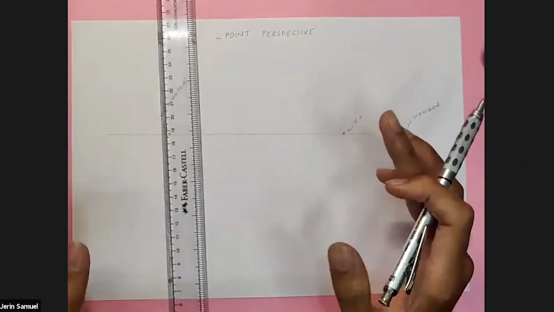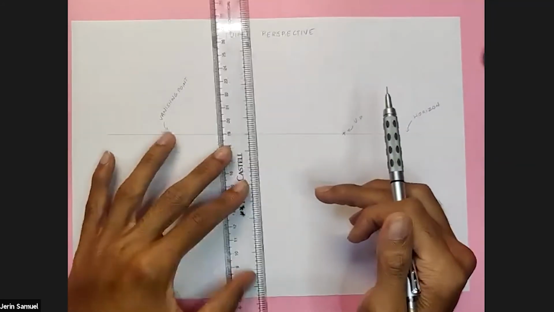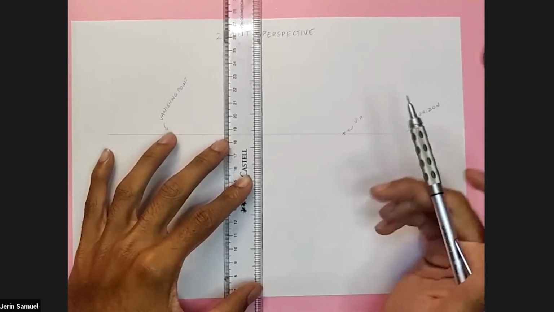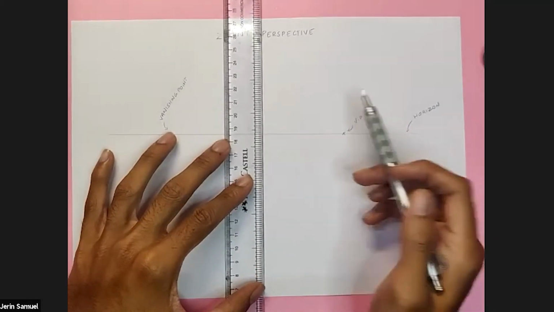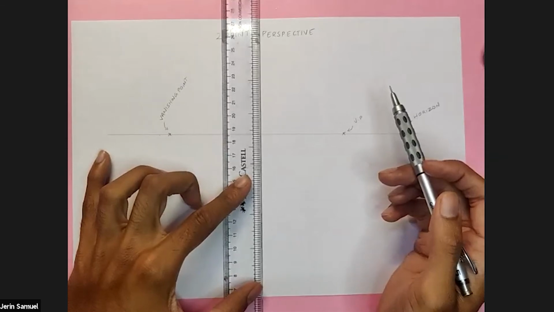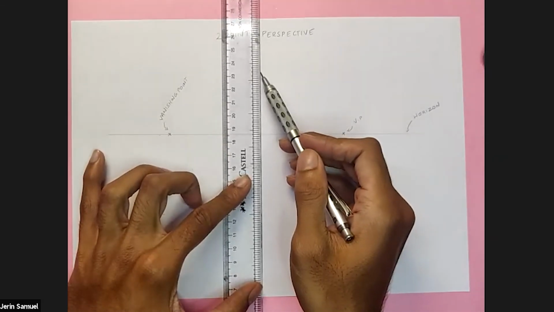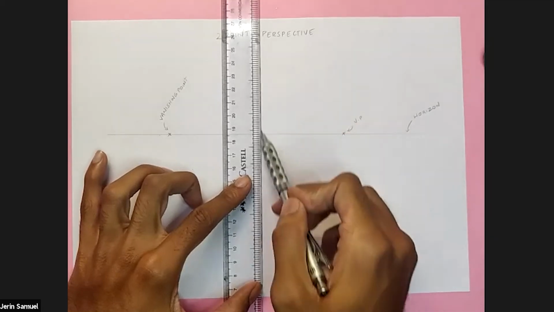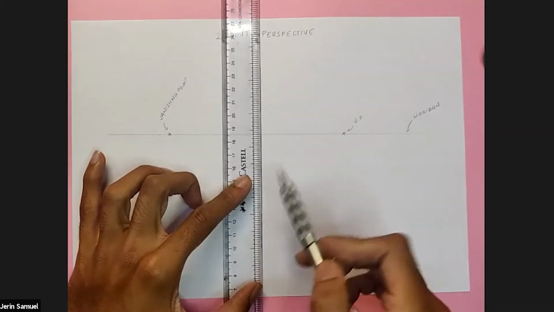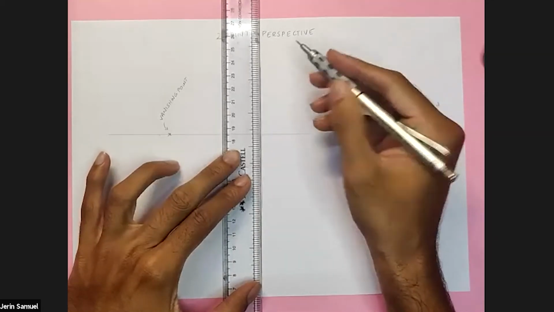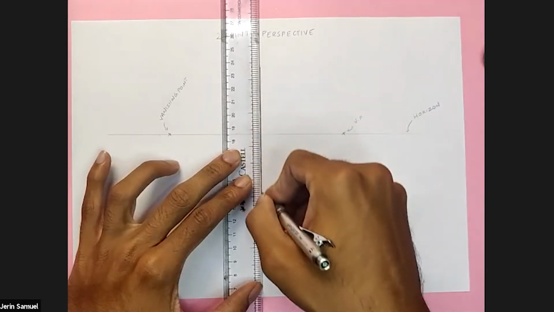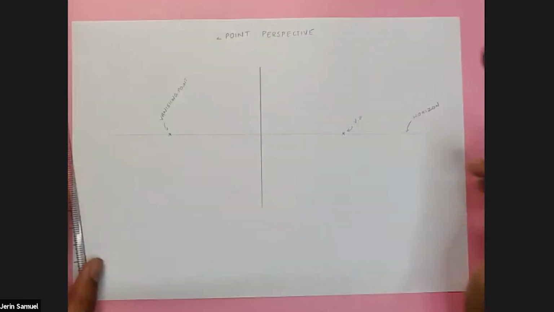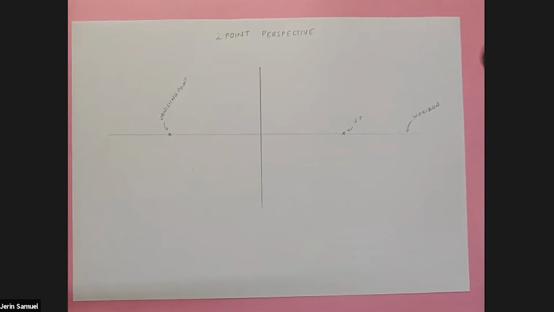Before you make the cube, let me show you the middle. Right in the middle. You don't have to do any measurement. Just right in the middle, you have to make a straight vertical line. Make a line like this, vertical line.